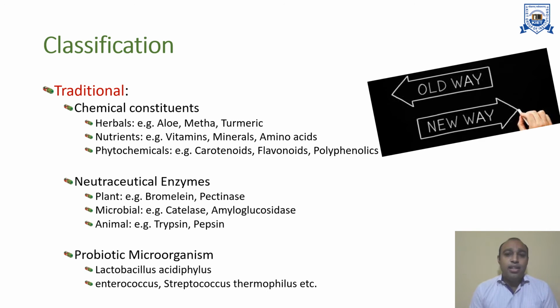Another way, we can say that there are traditional types of nutraceuticals and, of course, non-traditional types. In traditional nutraceuticals, we can divide them into three categories: chemical constituents, nutraceutical enzymes, and probiotic microorganisms. In chemical constituents, there are herbs, that is aloe, mentha, turmeric, and many others. In nutrients like vitamins, minerals, amino acids, and in phytochemicals, the isolated products of the herbs like carotenoids, flavonoids, polyphenols, alkaloids, glycosides, tannins, resins, and similar products.